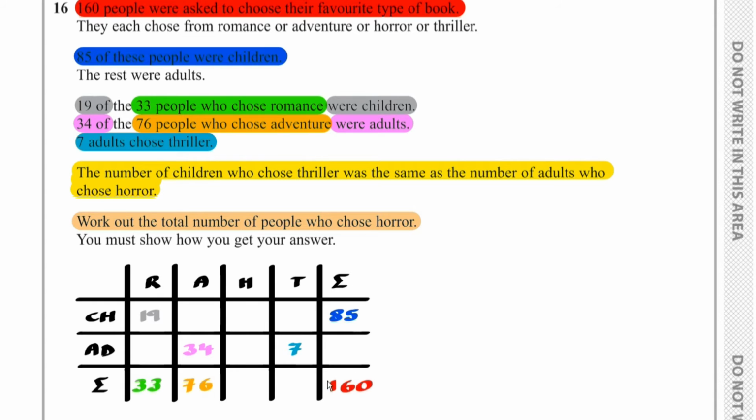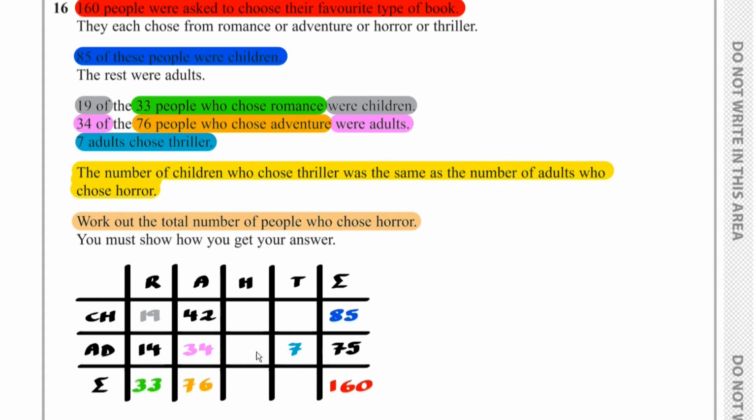Let's find out how many adults there are. 160 take away 85, that's 75. To find out how many adults chose romance, 33 subtract 19, that's 14. To find out the number of children who chose adventure, 76 subtract 34, that's 42.